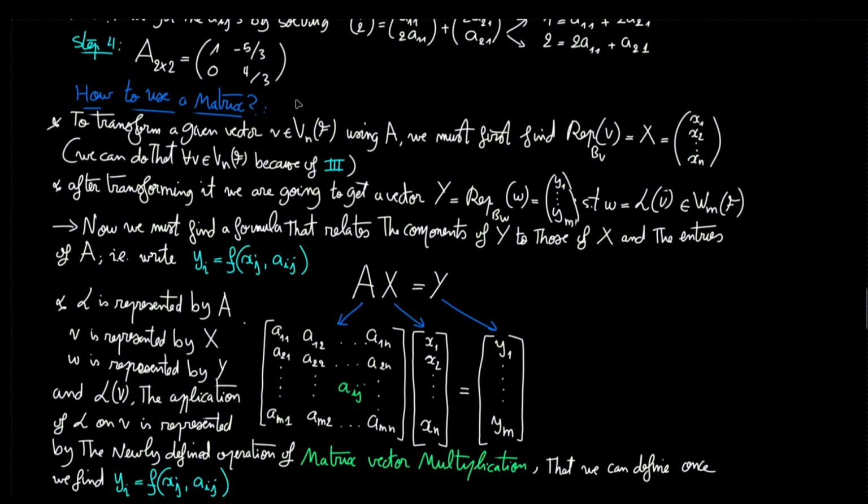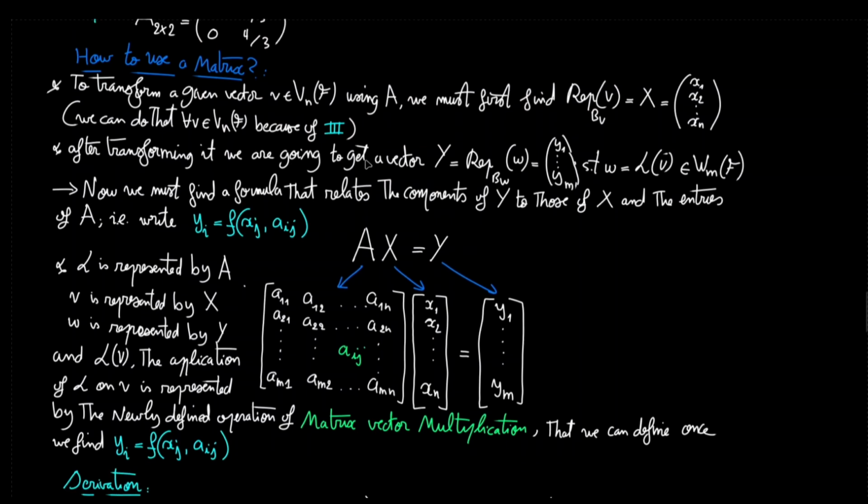Using a matrix means transforming a vector using it. To do that, we must first find the representation of that vector that we have selected in terms of the input space, the selected basis vector. We're going to call it x, and it has coefficients x1, x2, xn. You get that by solving that system as usual. We can do that for any vector in that vector space because of the third property we've discussed earlier.